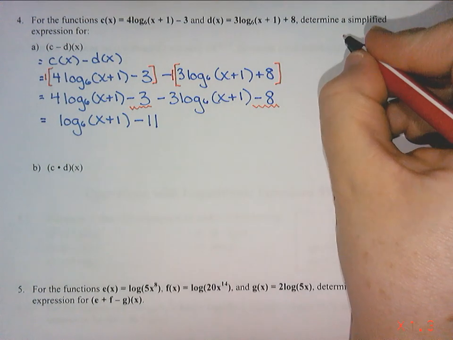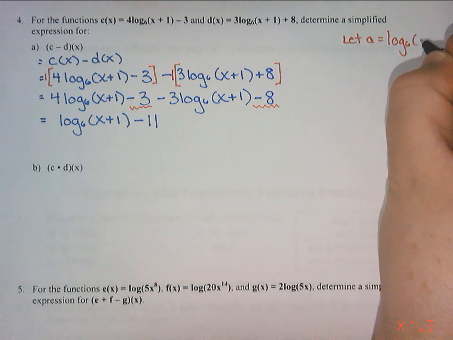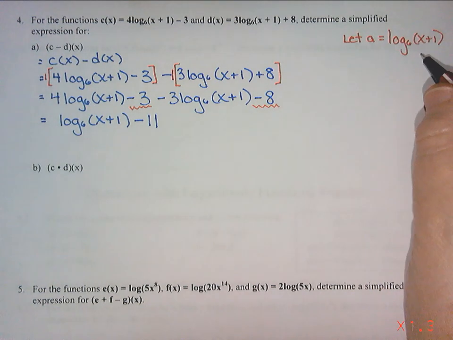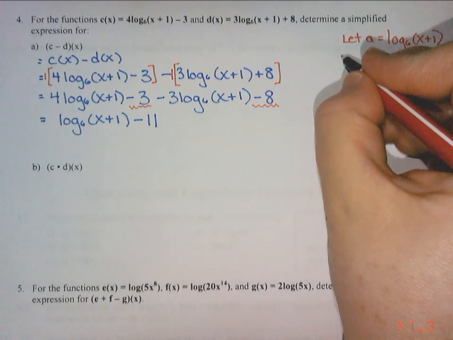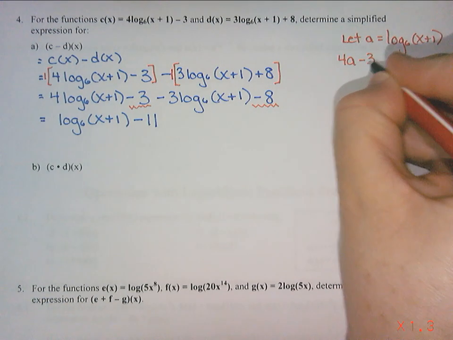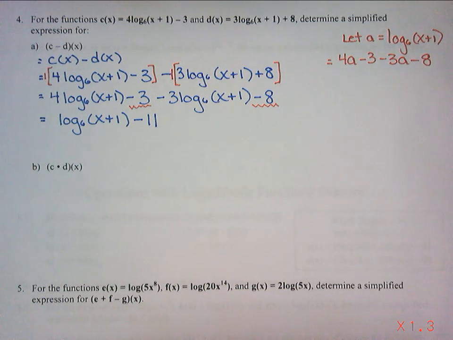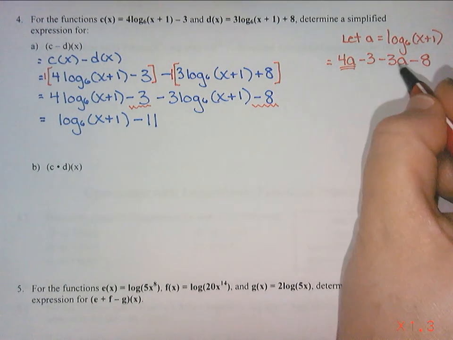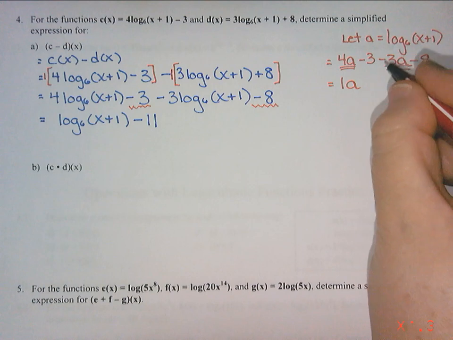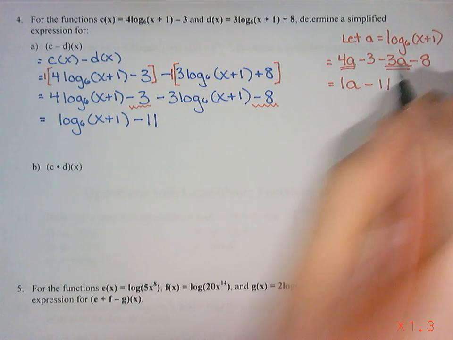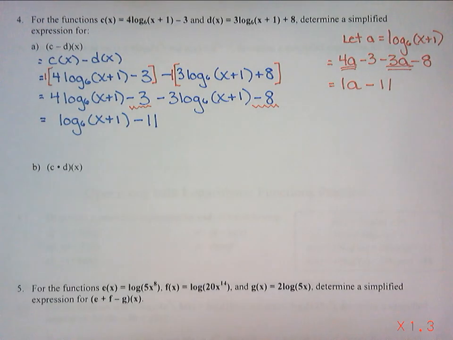So I could have let a equal log base 6 of x plus 1. So I'm going to take the log with its base and the argument. And if I make that a, I would just end up with 4a, take away 3, minus 3a, take away 8. And then that is a little easier to work with, right? I can more easily see that 4a and 3a are like terms. So that would be 1a, and then -3 minus 8 is -11. And then all you would have to do is just put the log base 6 of x plus 1 back in, and then you'd have your answer.